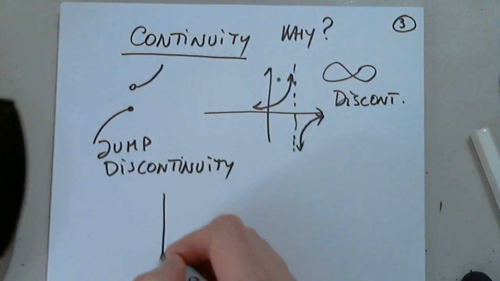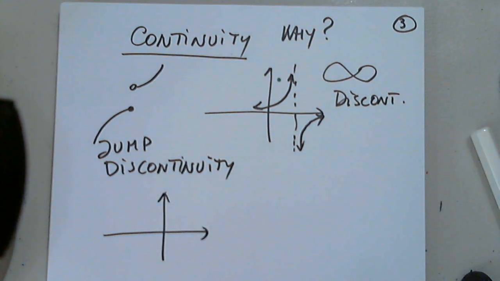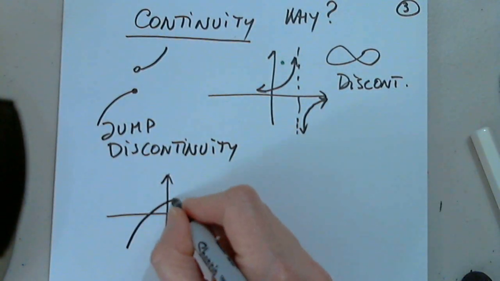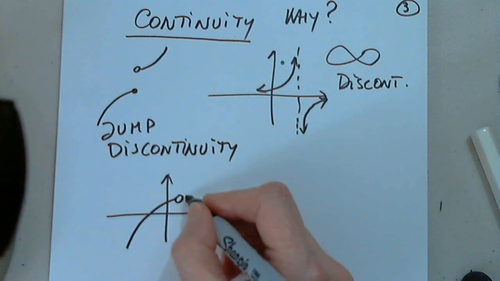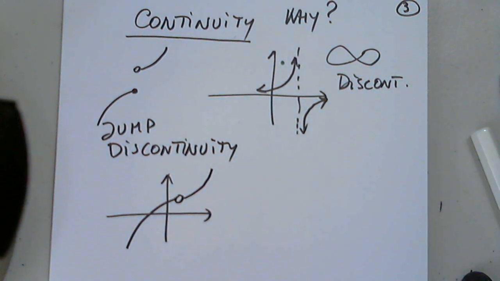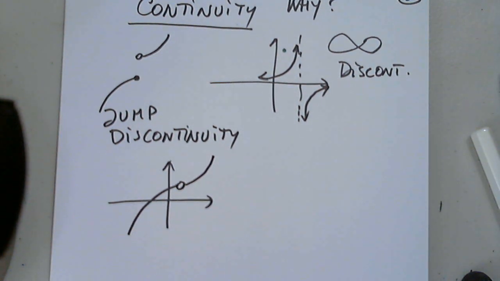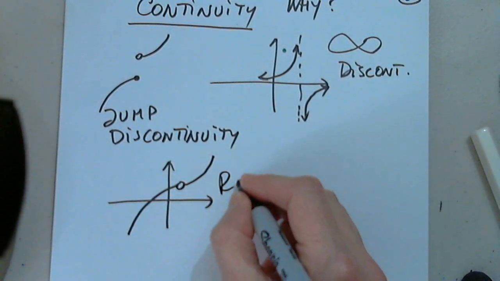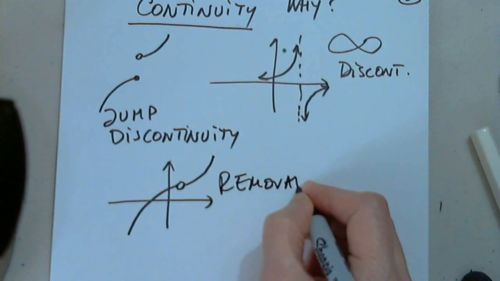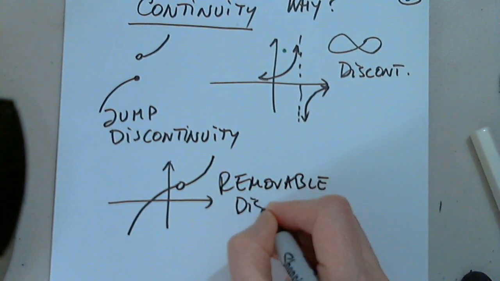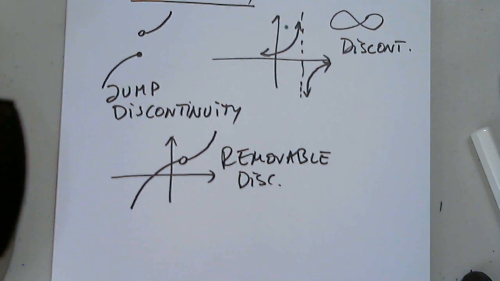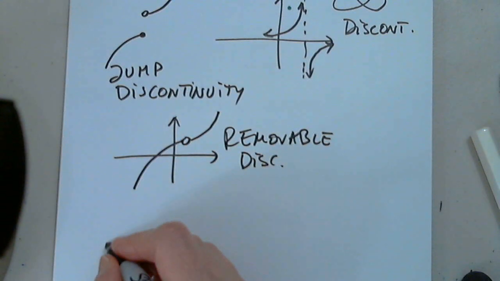What about this function? Follow closely. Is this function continuous? No. No. This is called removable discontinuity. So finally, here's a question.